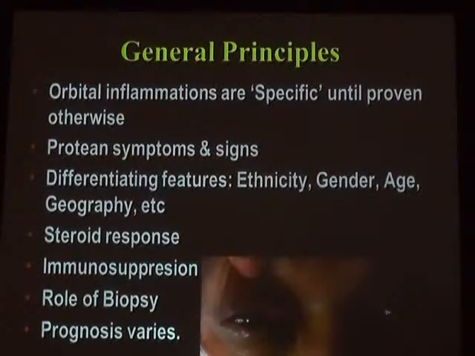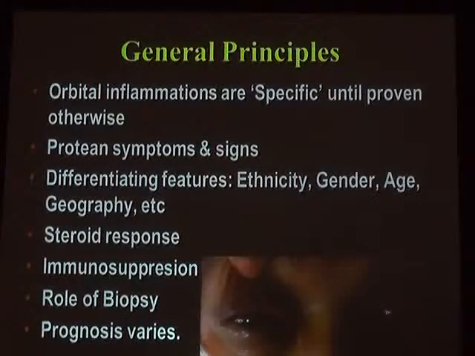So the definition is all orbital inflammations are specific and controlled otherwise, but unfortunately they all have similar common signs and symptoms and presentations as well. And that's why we think we've seen hundreds of these before. The manifestations can be similar, but actually the diagnosis will be completely different. There are specific nuances which are different to every ethnicity, the gender, the age, and geography where it is.